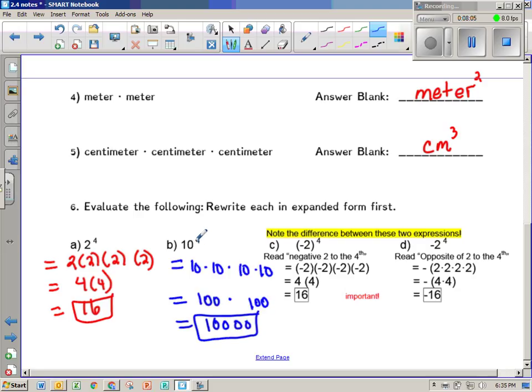This problem is in exponential form. When you write it all multiplied out, that's called expanded form. And what we've got for our answer here is actually simplified. We have simplified this exponential expression to write it as 10,000.